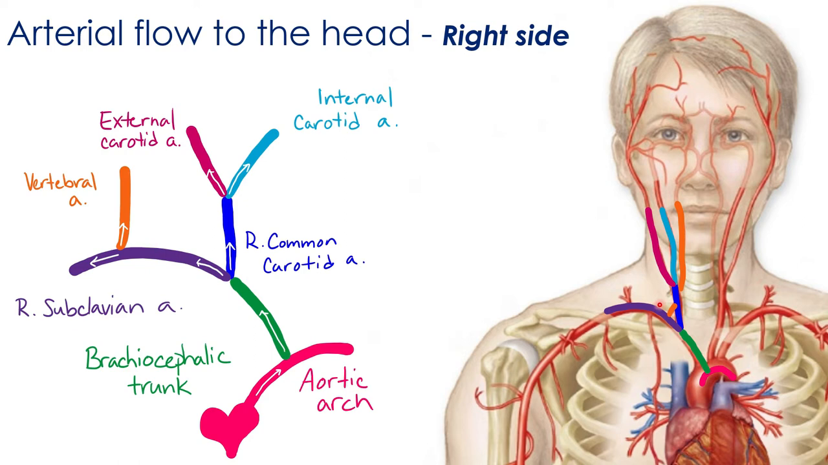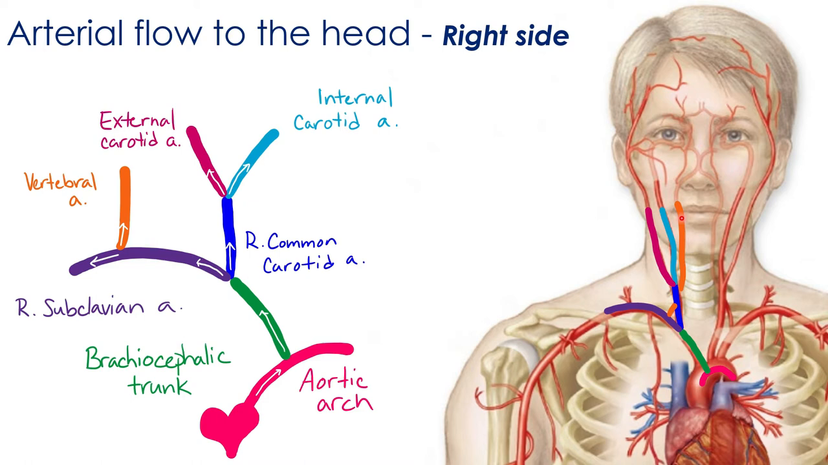We can see that vertebral artery here that is then going to travel through all of those transverse foramina in the cervical vertebrae and ultimately enter through the skull as well and also supply blood to the brain, focusing more on the posterior part of the brain there. So that's what's happening on the right side as we leave the aortic arch to the brachiocephalic trunk.